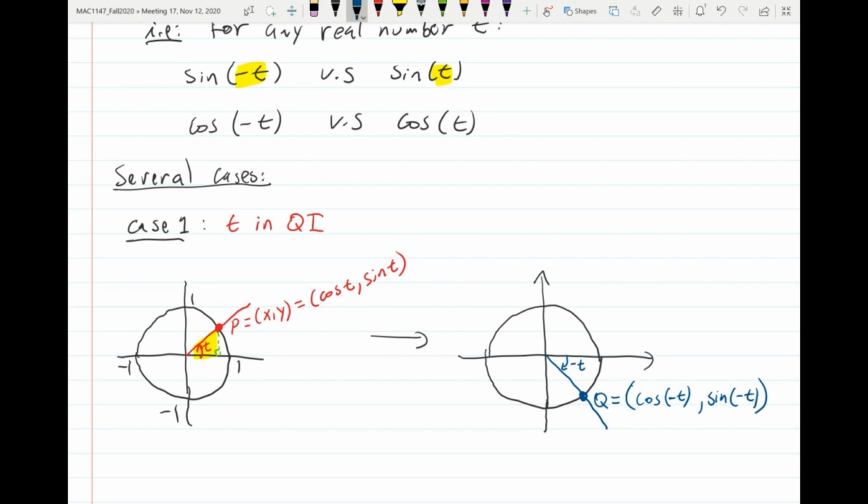Okay. So our job, of course, is to say something about the coordinates of Q versus the coordinates of P. How does the x value of Q relate to the x value of P? How does the y value of Q relate to the y value of P? And we'll do the same thing that we did last time. A little triangle here. So these two triangles are equal, by the angle-side-angle criterion. Remember, this is 1 and this is 1 because that's the radius. So the two triangles are equal.